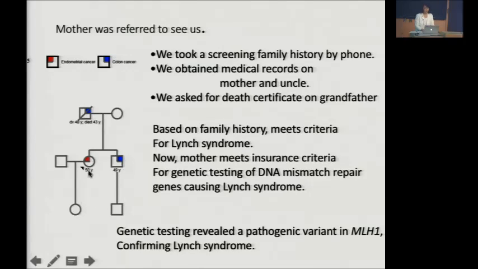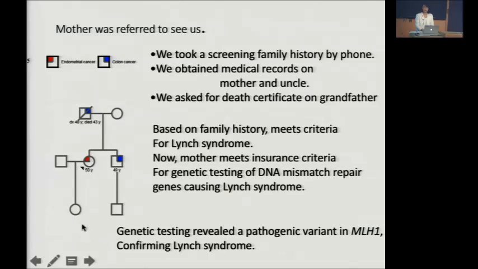So we were actually able to get records which showed that her mother had not ovarian cancer, but uterine cancer, okay? And that is very important because the genetics are totally different. And so now, based on records, this family meets Amsterdam 2 criteria for Lynch syndrome. And so we sent the appropriate testing on the mother and showed that she has a pathogenic variant in MLH1 causing Lynch syndrome and confirming a diagnosis of Lynch syndrome in the family.